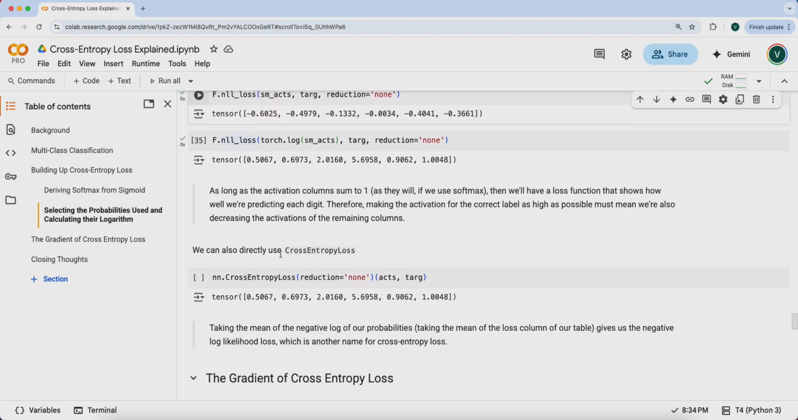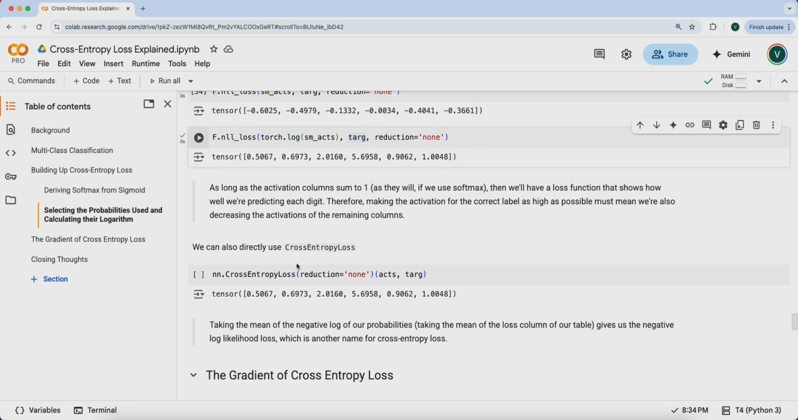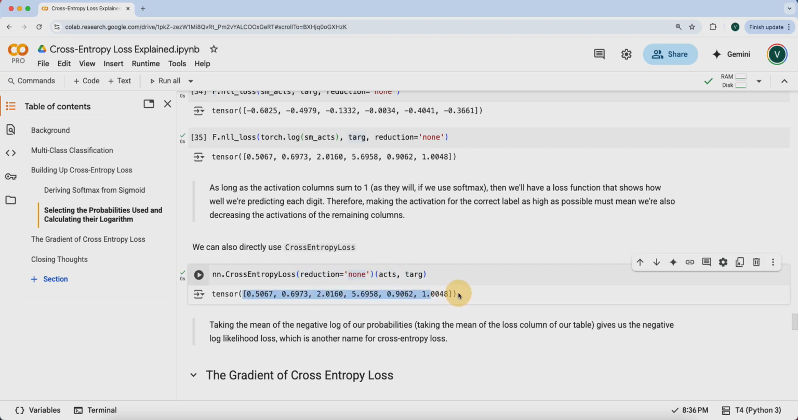All right, so we've seen the components to it. We take the activations, we pass them through a softmax, we pass that through a log, we index according to our targets, we take the negative value of it, and we get our loss function values. This is what we call cross-entropy loss. So the combination of all that is cross-entropy loss, and we can call that with our raw activations, right? These are not passed through softmax, and our target values. We have a reduction of none, so it keeps the dimension, and we can see that we have our loss values here.